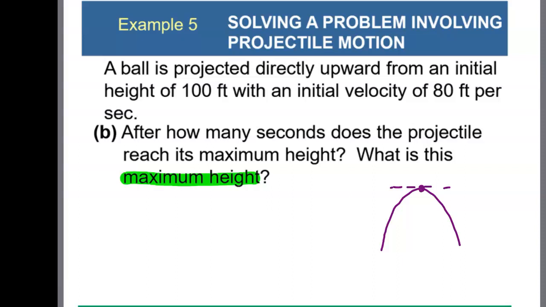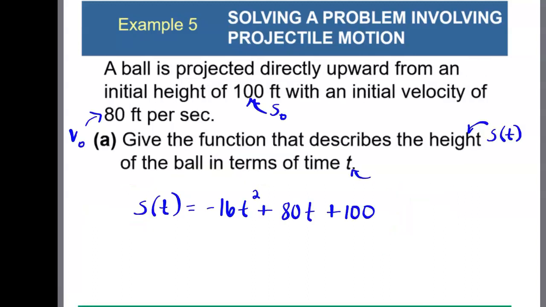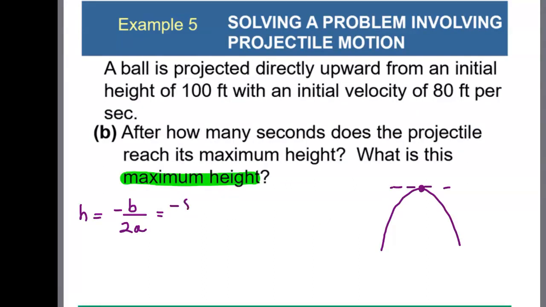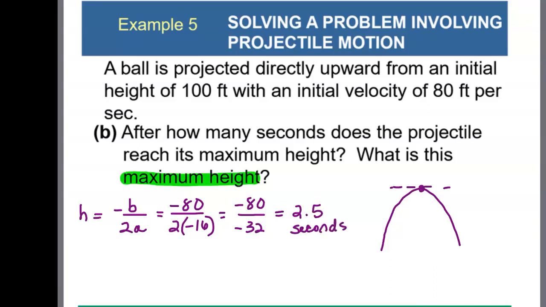So h is the opposite of b all over 2a. Going back to our formula, remember b is 80, and then a is negative 16. So we have the opposite of 80 all over 2 times negative 16. So that gives me negative 80 all over negative 32. We'll punch that into our calculator, and I'm getting 2.5. We're working with seconds, so the maximum height is going to occur after the projectile has been in the air for 2.5 seconds.